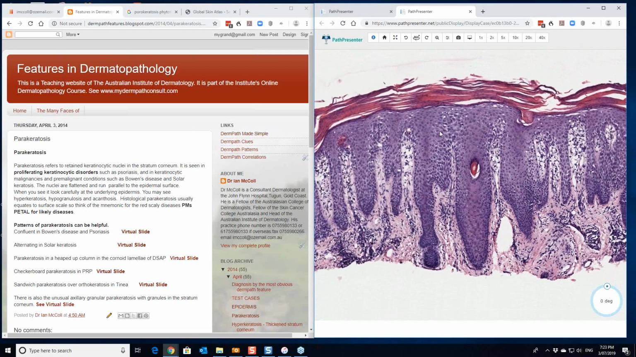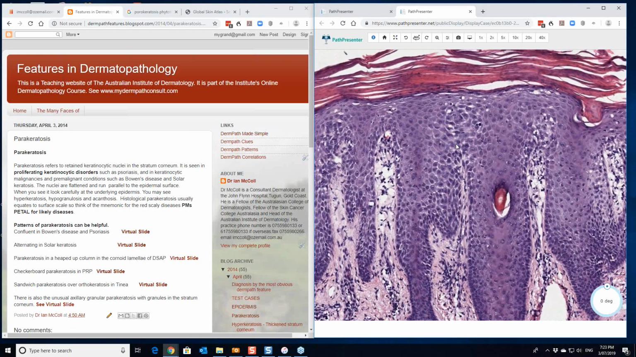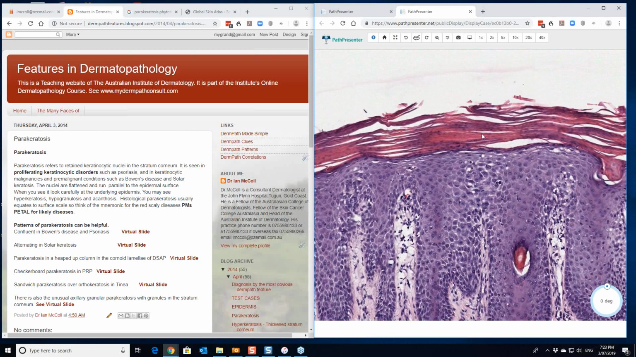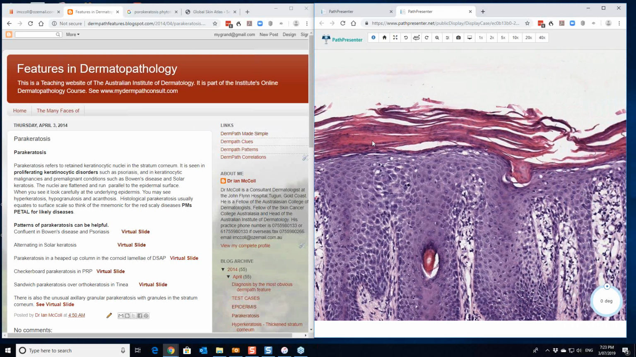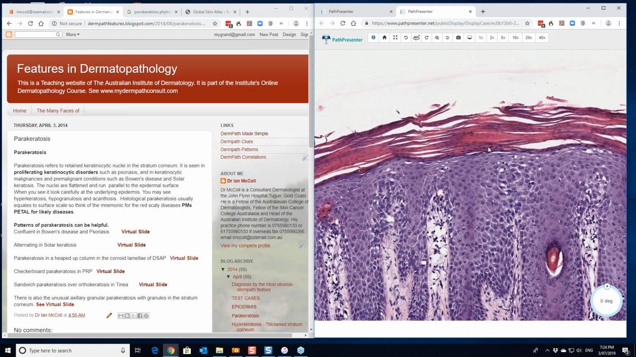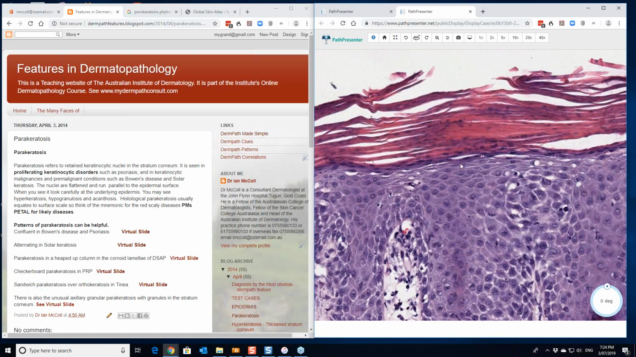But when you look up at the overlying stratum corneum, you see the flattened nuclei. Also, you see there that there's very little in the way of stratum granulosum. And it's usually a confluent parakeratosis in psoriasis. And if we just go in, you can see those flattened nuclei running parallel to the epidermal surface. So this is classic parakeratosis.